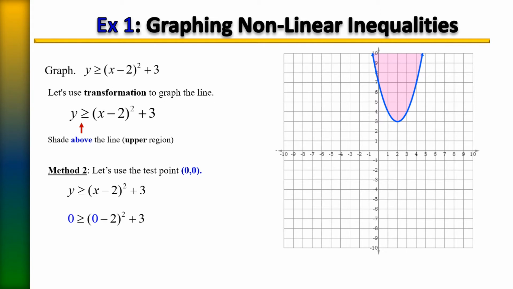When we do so, it's going to look like so. Let's go ahead and finish simplifying it. On the right side, I'm going to have negative 2 squared. Negative 2 squared is going to be 4, and then 4 plus 3 is 7.